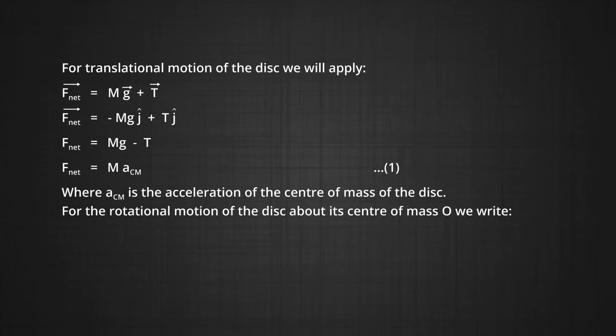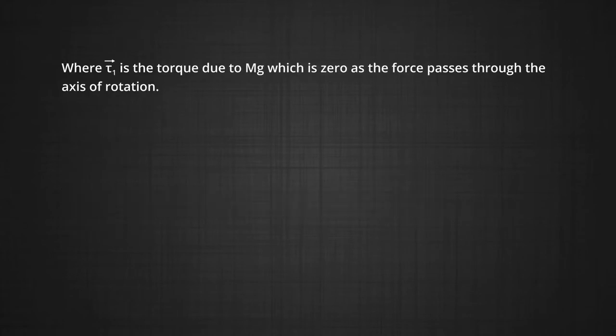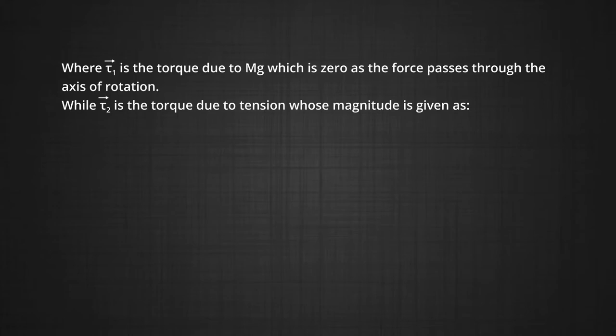For the rotational motion of the disk about its center of mass O, we can write net torque will be equal to torque 1 plus torque 2, vector sum, where torque 1 is the torque due to mg, or the weight. Here it is 0 as the force passes through the axis of rotation of the disk, while torque 2 is due to the tension, whose magnitude can be given as tau 2 equals r into T into sine of 90 degrees. Also, using the right hand palm rule, we can find out the direction as clockwise.